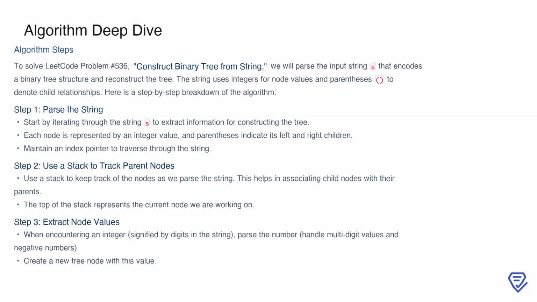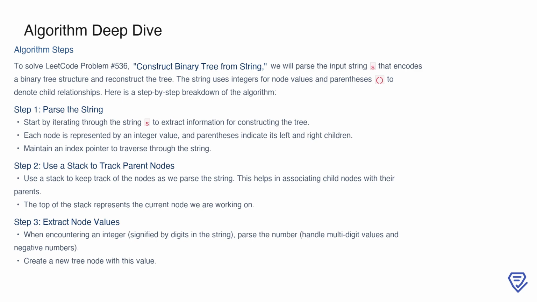To construct a binary tree from the given string, we need to carefully parse its structure. The string uses integers to represent node values and parentheses to define parent-child relationships. Our first step is to parse the string. By iterating through it, we extract meaningful information such as node values and the positions of their children. We'll use an index pointer to navigate through the string.